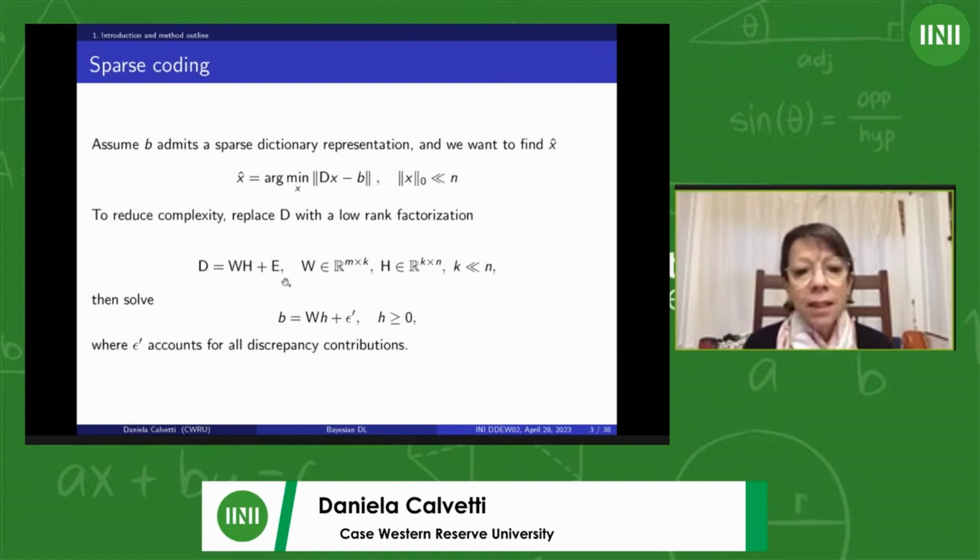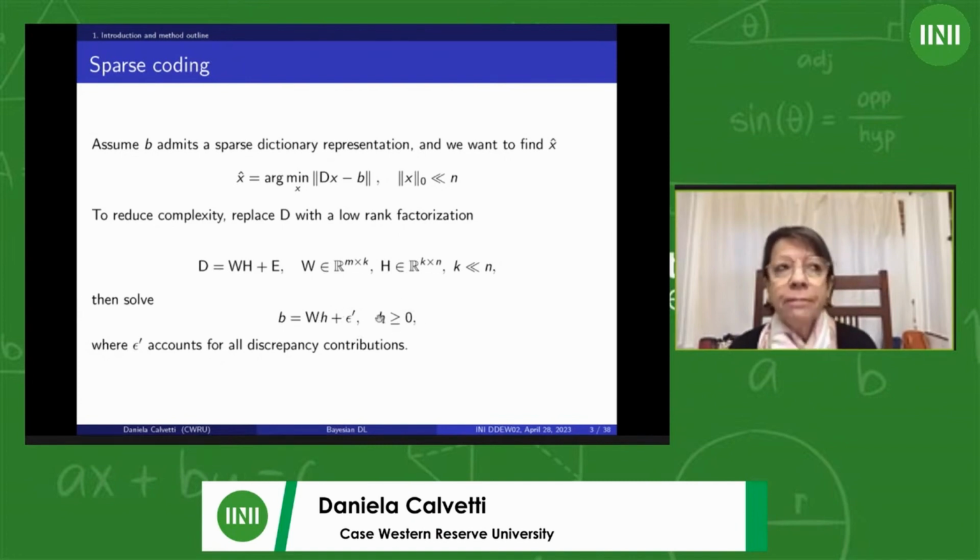So if we discard E in our process of doing dictionary matching, then we can recast the problem as saying that we're looking for a vector H such that the new datum B can be represented as a linear combination of the columns of W scaled by the entries of H, plus some error that we're going to ignore here.